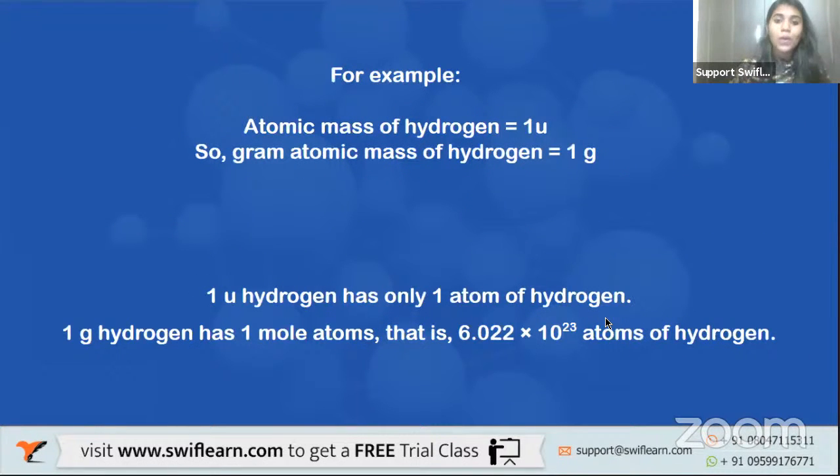Okay, to understand it further, see, the atomic mass of hydrogen is 1 U. So what is the molar mass of hydrogen? It is 1 gram. Just convert U to G. The numerical value remains the same. Now, 1 U of hydrogen is only 1 atom of hydrogen. Now, 1 gram of hydrogen has 1 mole of atoms, that is equal to 6.022 into 10 raised to 23 atoms of hydrogen. Okay, now moving ahead, if you have any doubts, please do send me in the comment section.